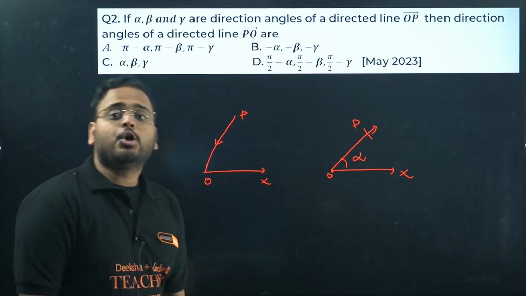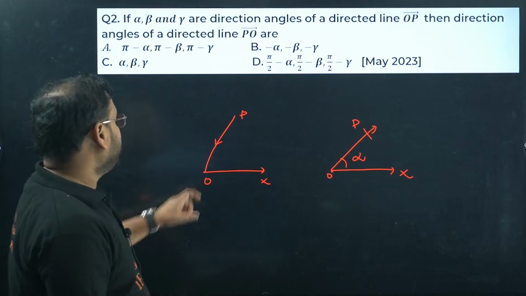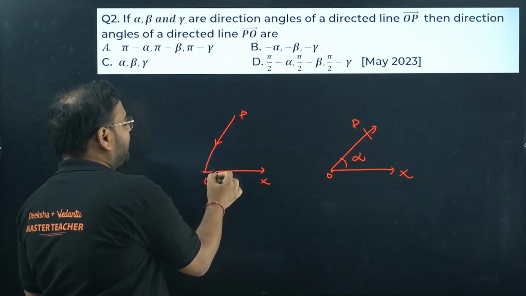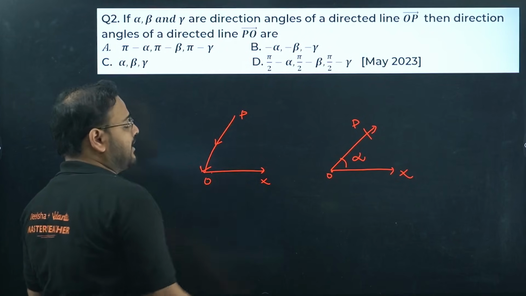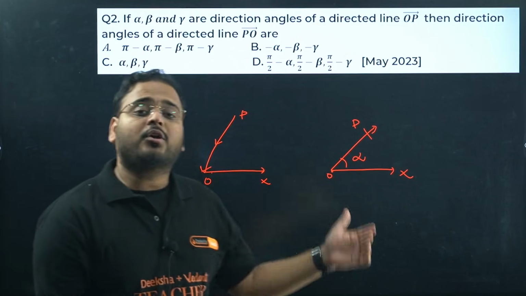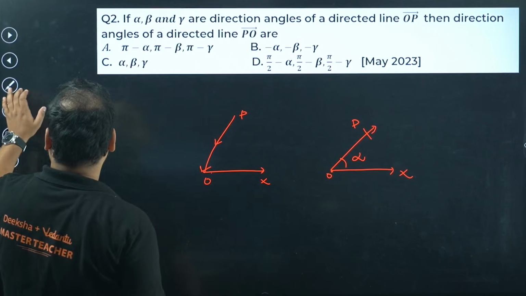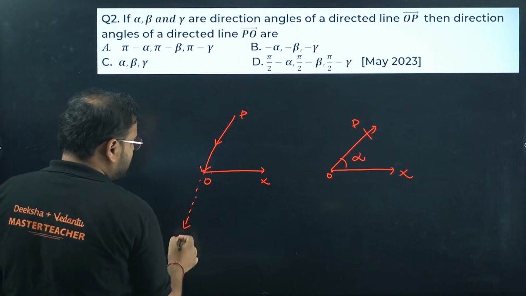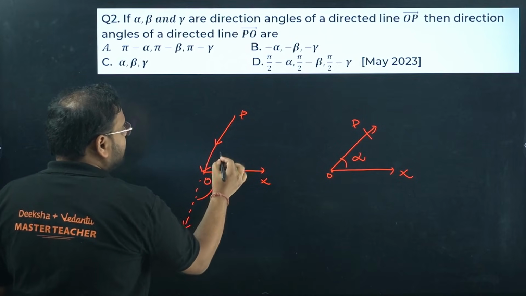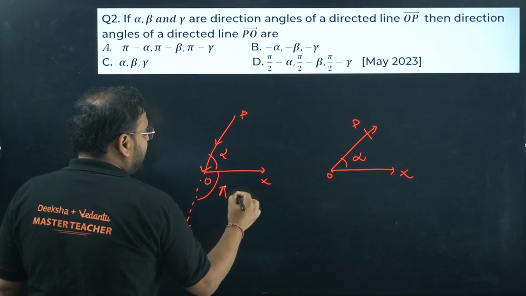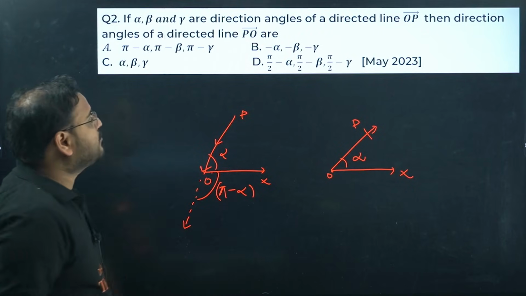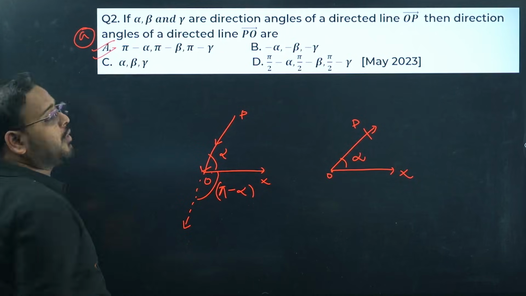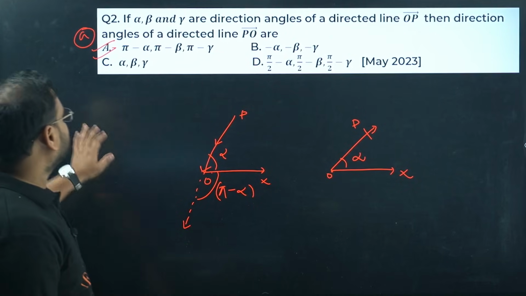We all know that to measure an angle between vectors, we need to have a contact of tail to tail. This is going to be the head over here, and this is going to be the tail. To measure the angle, we need to make the contact of tail to tail, right? So we have to draw it like this. Translate this vector PO in this fashion, and then if this is alpha, this angle will become pi minus alpha. The same goes for the other angles as well. So the answer will be option A. Okay, super. Question number 2 is done.